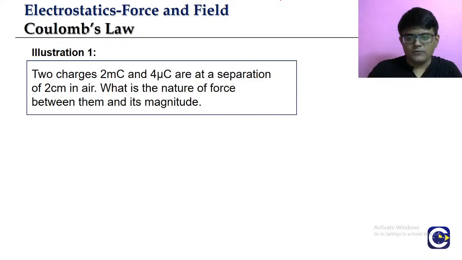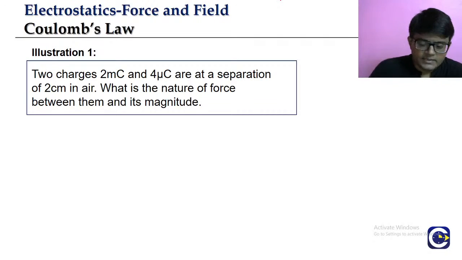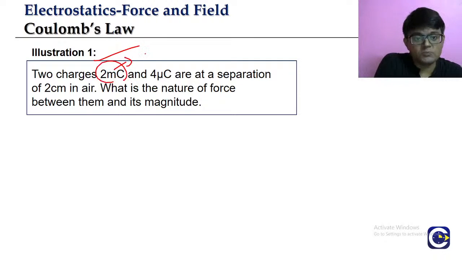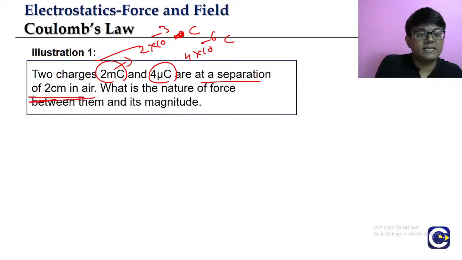Just before we conclude the session, we'll try to solve some very basic questions. There are two charges, 2 mC and 4 μC. Do you know what small m is? Milli, which means 10 power minus 3. And μ means micro, which is 10 power minus 6. So two charges, 2 millicoulombs and 4 microcoulombs, are at a separation of 2 centimeters in the air. 2 centimeters in SI units is 2 into 10 power minus 2 meters, since 1 centimeter is 10 power minus 2 meters.